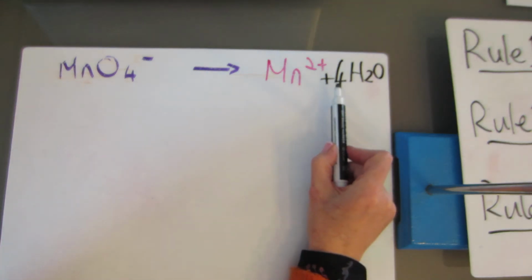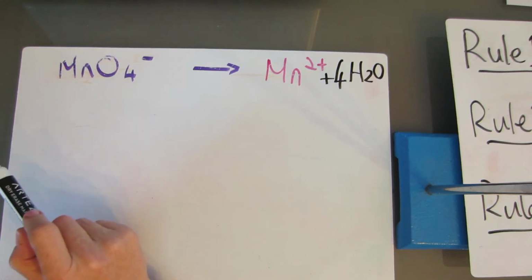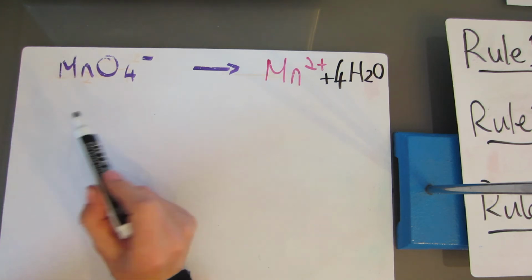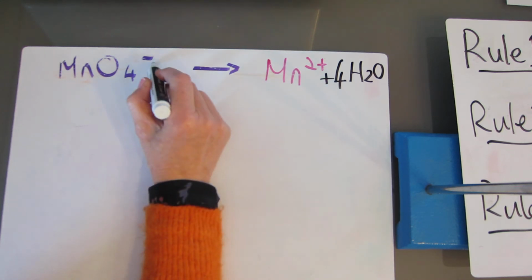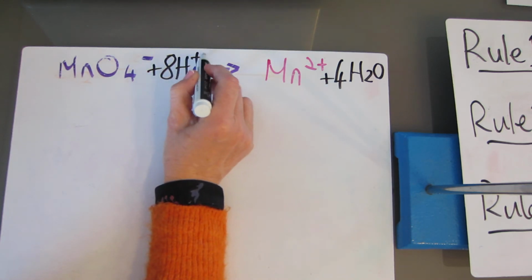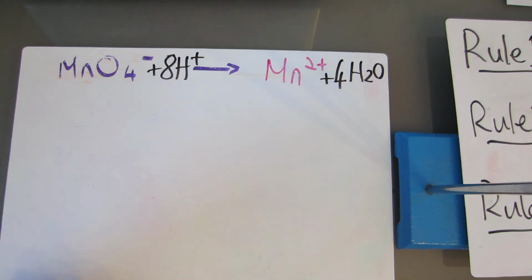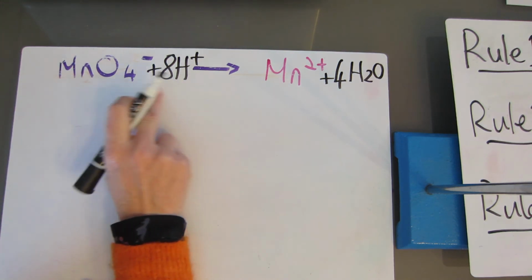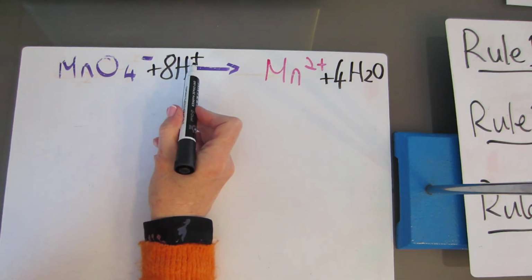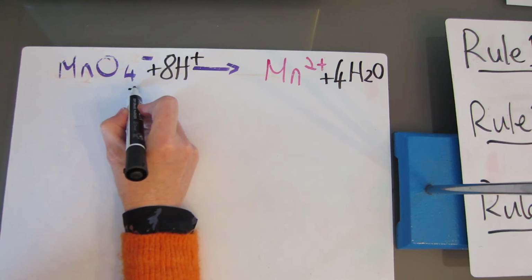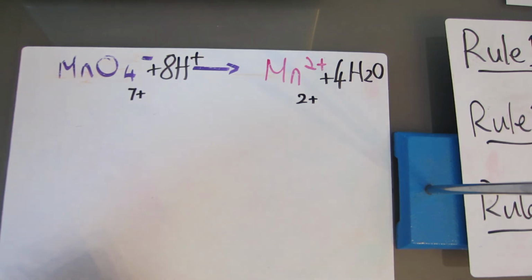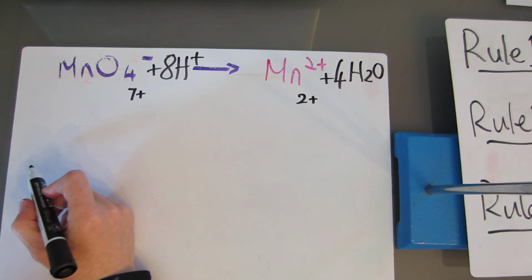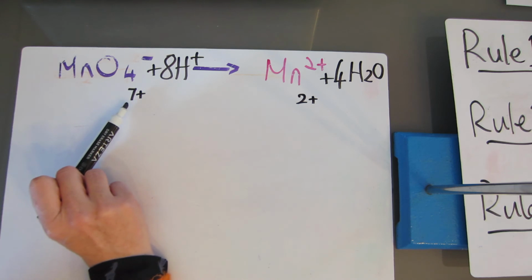Now I've included some hydrogen. So what's our rule? How do I balance the hydrogens with H plus ions? 4 waters, so 4 twos are 8, so I need 8 H plus ions. Now take very great care. What is the charge on this side of your equation? 8 plus and 1 minus is 7 plus. And on this side, 2 plus. So what's our rule number 3? Add electrons to the more positive side. So that's going to be this side.